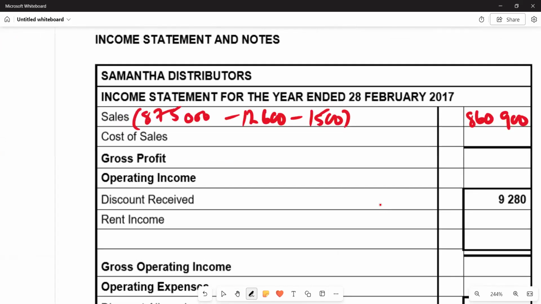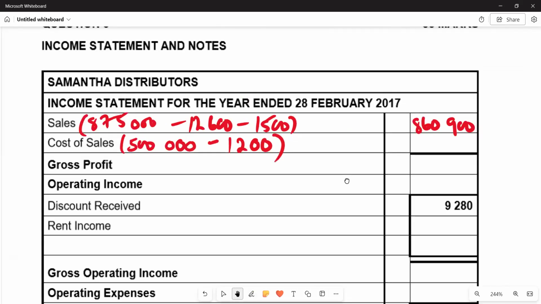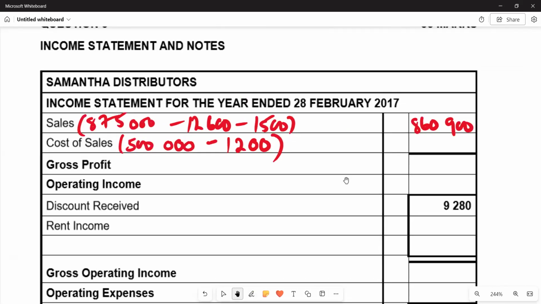So on the other section now, we can say cost of sales, and then the figure for cost of sales given in the trial balance is 500,000. And then you're going to subtract your 1,200. Right, we subtract there. The answer that we're supposed to get there is 498,800. So this is the figure for cost of sales.